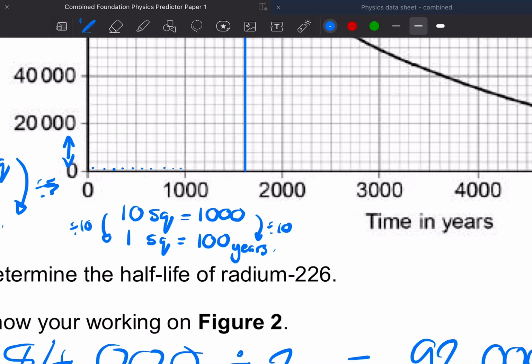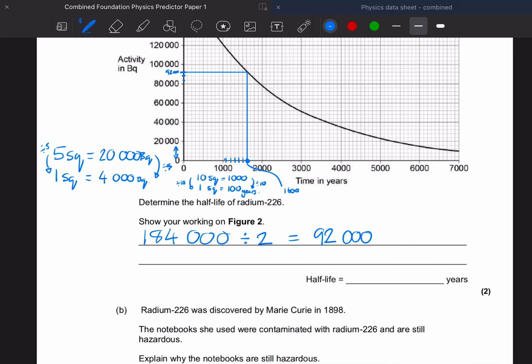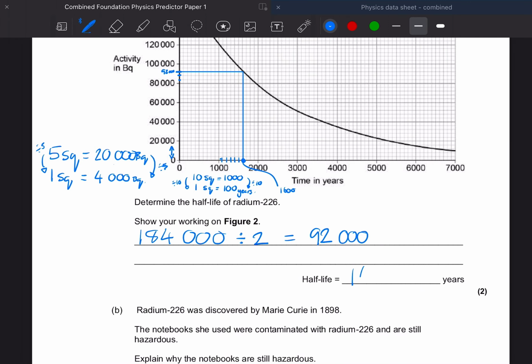So we've got 1,000 here. We've got 1 square, 1,100, 1,200, 1,300, 1,400, 1,500, 1,600. So our answer is that one there, which is 1,600. So our half-life is 1,600 years.